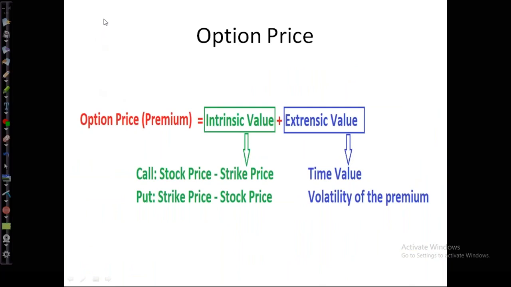And how to determine the premium? Let's check it. Option premium: intrinsic value plus extrinsic value is equal to premium. So you no need to calculate yourself. Automatically they are calculating. Okay.